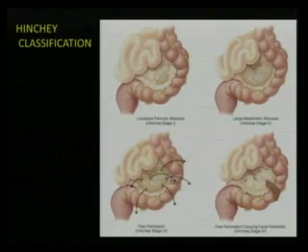3 is a free perforation where your abscess ruptures and there's free fluid and pus within the abdomen. And stage 4, of course, is the worst, where there is gross contamination with feces.